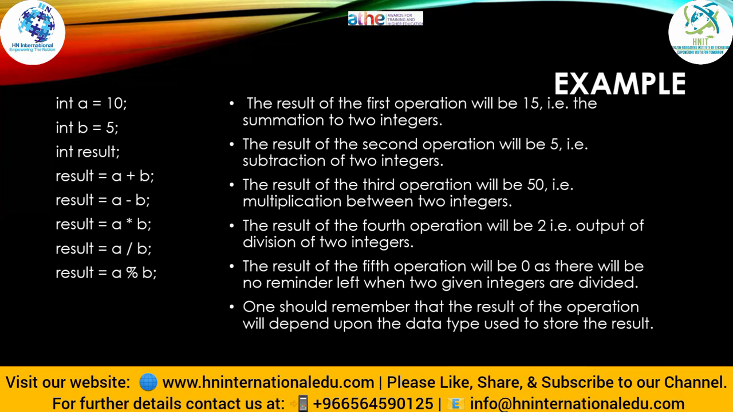Let's see. The result of the second operation will be 5. Whenever we subtract the numbers A and B, the result will be 5. When we multiply them, the result will be 50. When we do the division, its output will be 2. And whenever we do the modulus of them, the remainder will be 0.